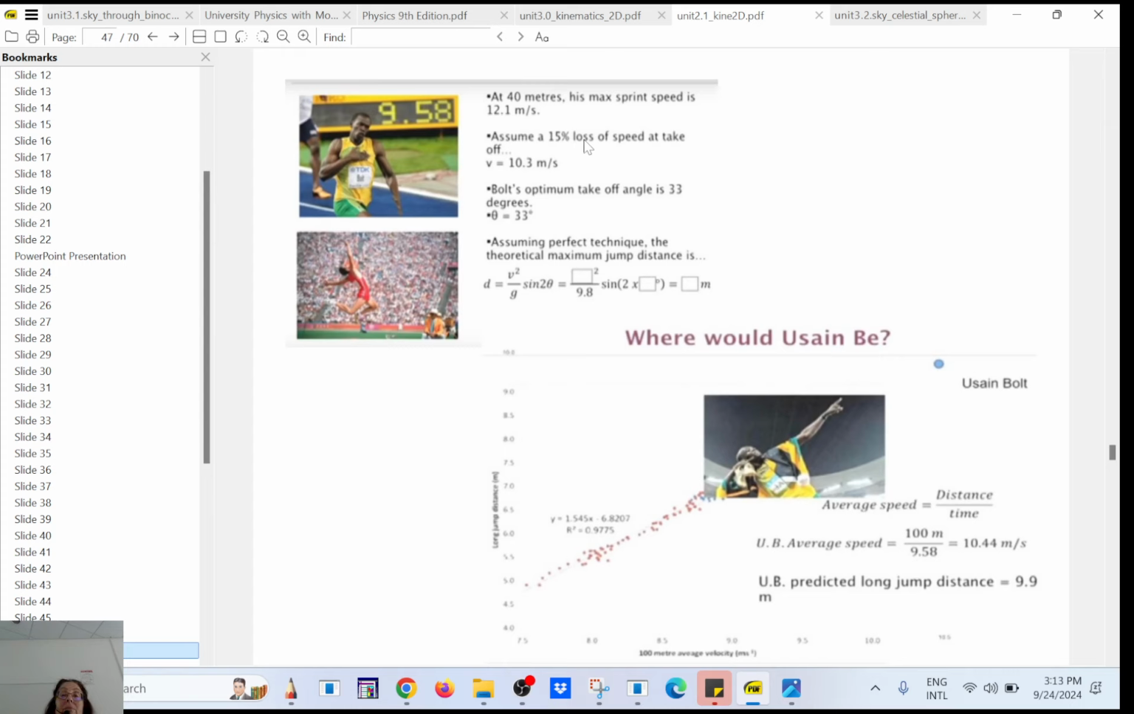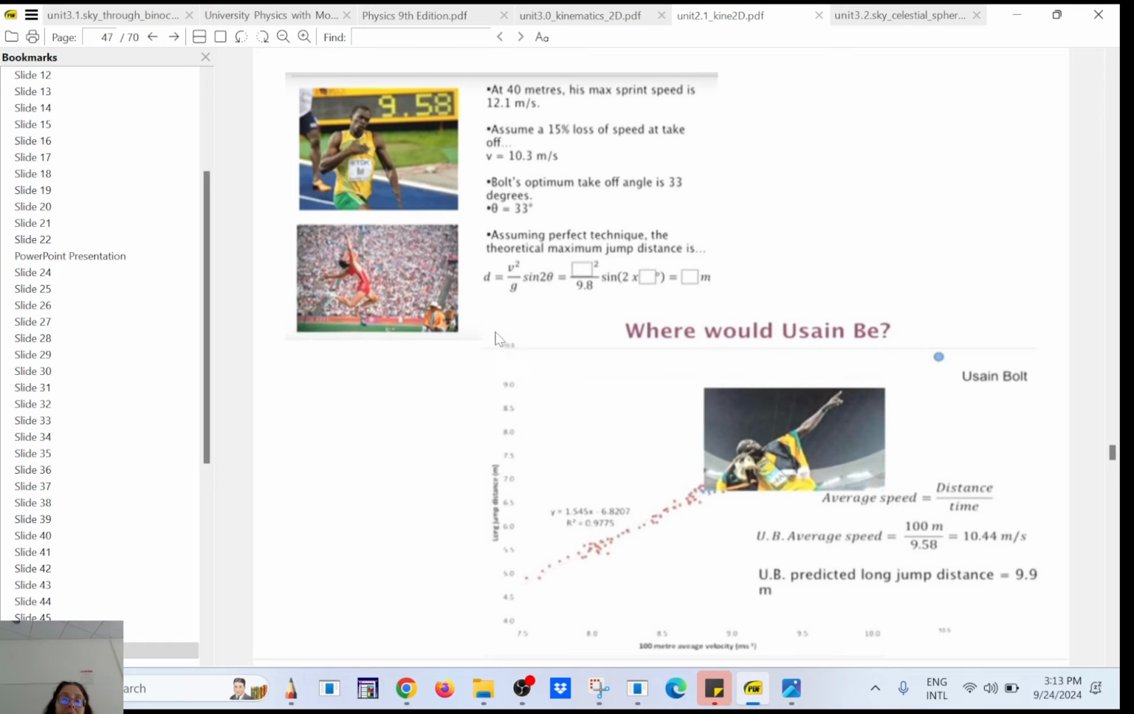15 degrees, 15% loss. So we're going to say the speed is 10.3. The angle is 33 degrees. So can you use that equation to know what will be the range of the long jump, if he decides to switch? Okay, so you want to use this equation here. You have the speed of Usain, 10.3. You have the degrees here, 33 degrees, but you need to multiply by 2. And here it's about 9.8.